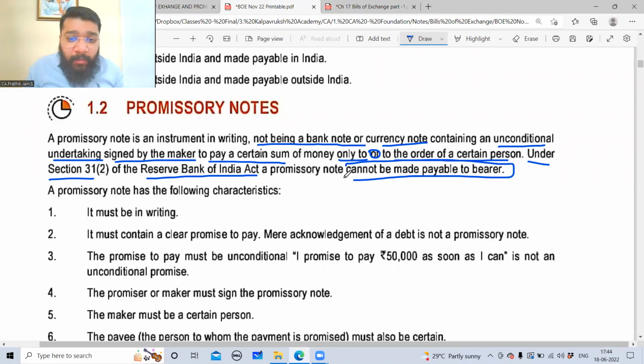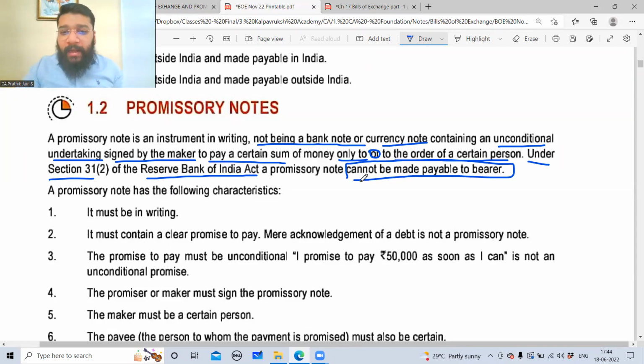Under section 31, subsection 2 of Reserve Bank of India Act, a promissory note cannot be made payable to the bearer. So if any person is bearing the promissory note and coming and asking for payment, he will not get it. Only the person whose name is mentioned on the document, he will get it. So earlier Negotiable Instrument Act permitted that a bearer can get it, but later that was nullified specifically through section 31 subsection 2 of Reserve Bank of India Act.